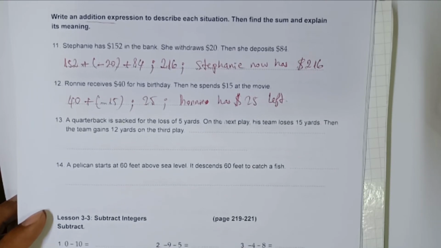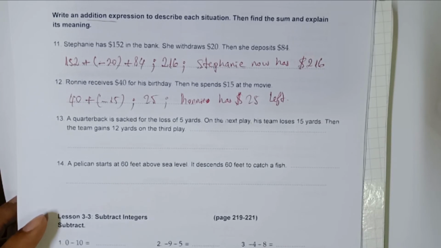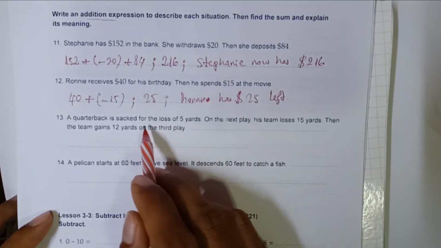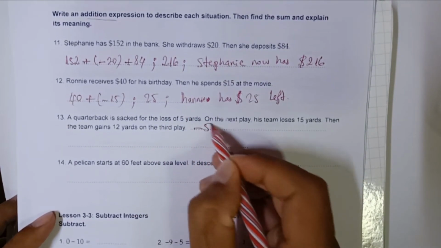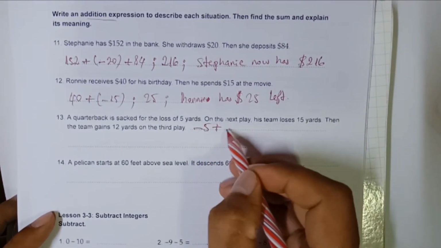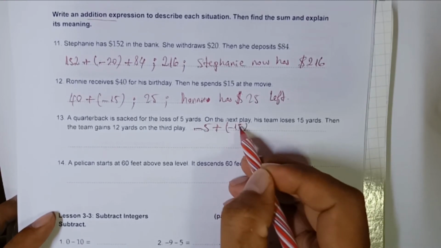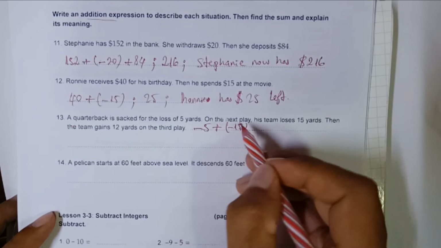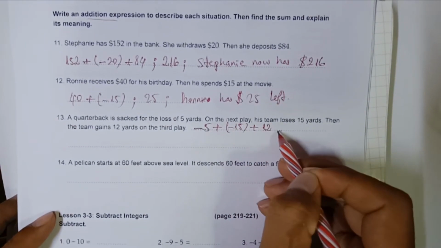Okay, number 13. A quarterback is sacked for a loss of 5 yards. On the next play, his team loses 15 yards. Then the team gains 12 yards on the third play. Alright, so first write the expression of loss, so this is plus negative 5, plus the loss of 15, and then gaining plus 12.